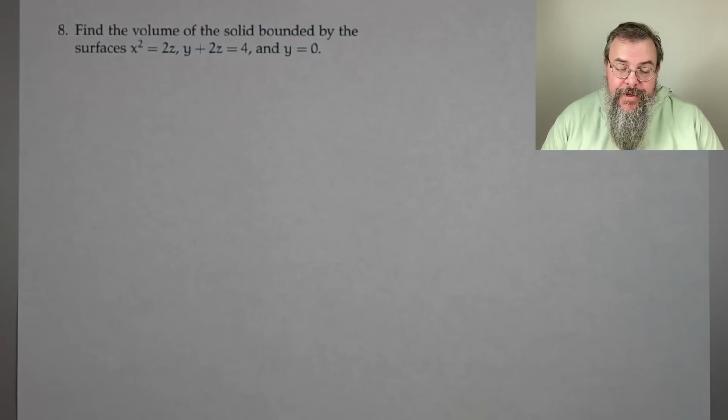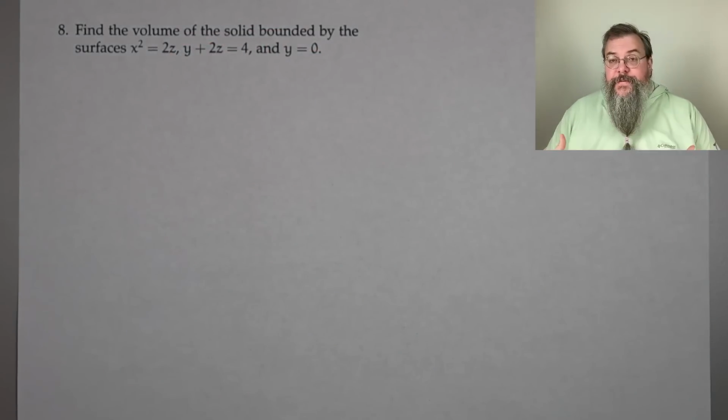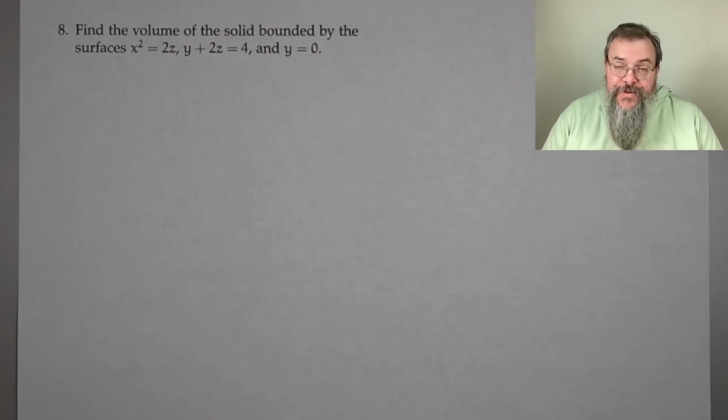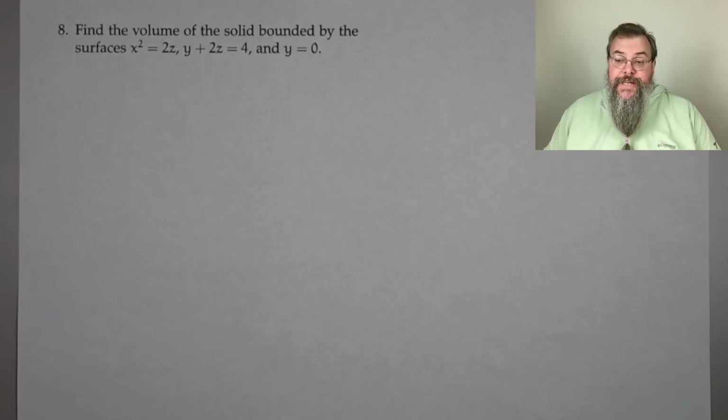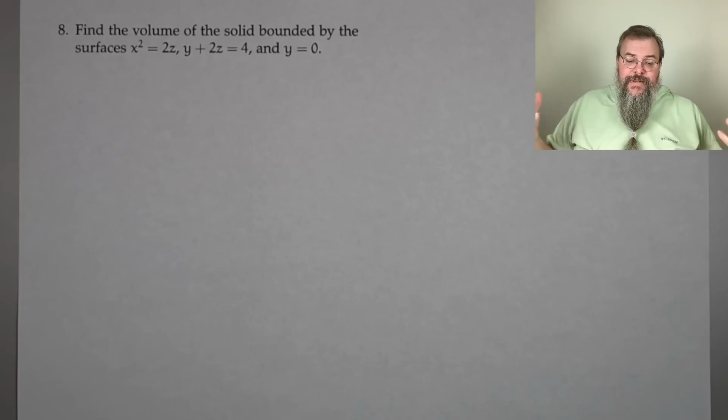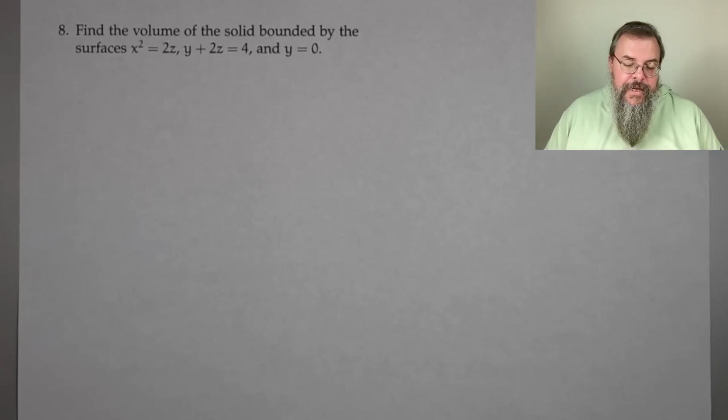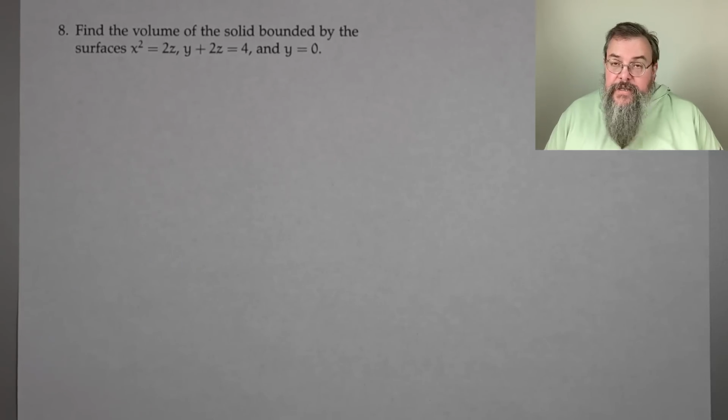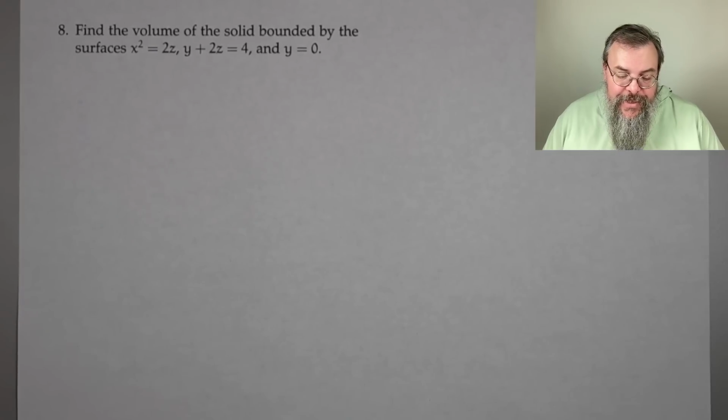Find the volume of the solid bounded by the surfaces x squared equals 2z, y plus 2z equals 4, and y equals 0. All right, well, interesting. Let's see what this looks like. In some sense, it feels very similar to the problem we just did, except there's no integral to start with. They just say, okay, we're giving you surfaces. Well, let's start sketching things.